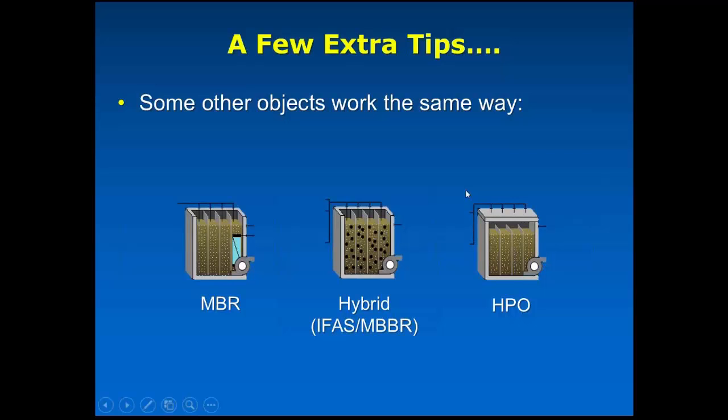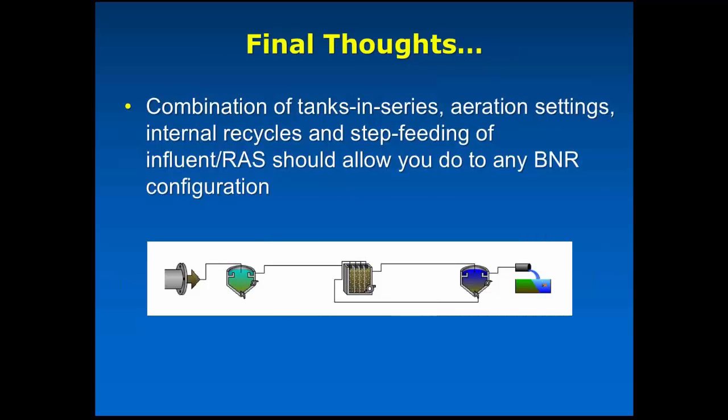So all of those different things, the tanks in series, aeration settings, internal recycles, and then the Influent RAS specification should allow you to do basically any BNR configuration that you can think of. Sometimes you may have to be creative with the way that you set it up, or you may have to connect two plug flow tanks in series to get exactly what you need. But I haven't yet met one that we couldn't do.